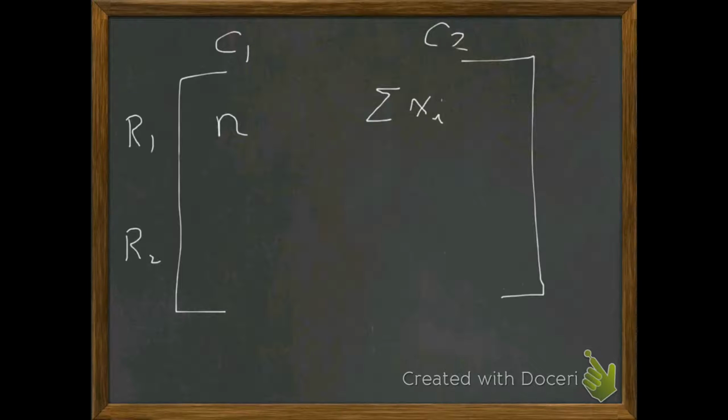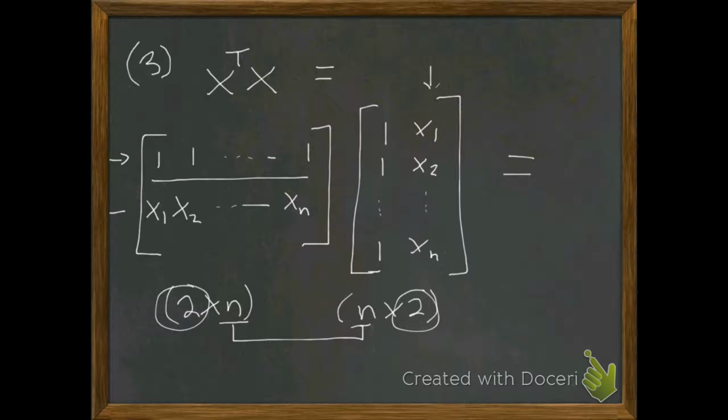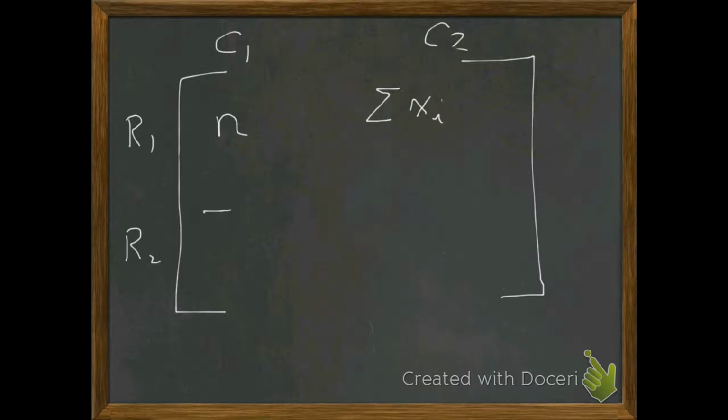The bottom left entry is going to be row 2, column 1. So now we're concentrating on row 2, column 1. Oh, we get the same thing, don't we? We get x1 times 1 plus x2 times 1 dot dot dot xn times 1. So guys, there's no doubt that we get the sum of our x sub i's again.